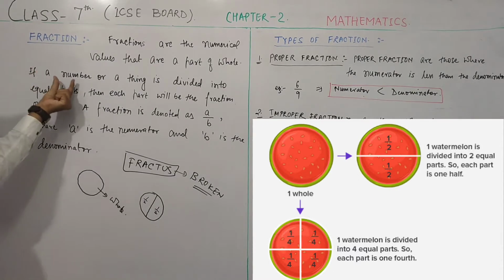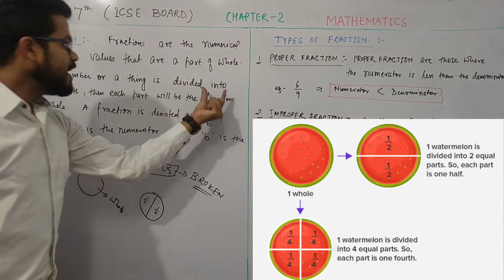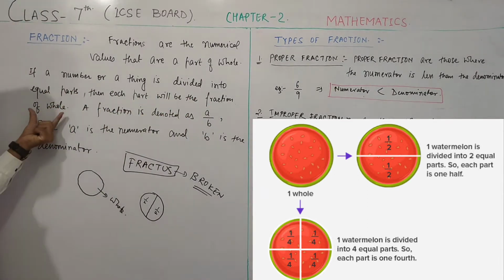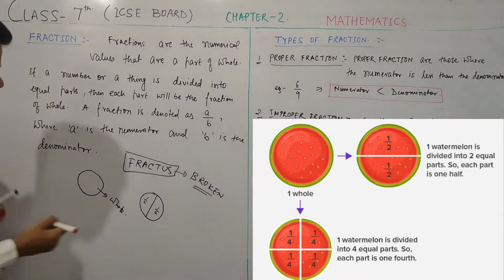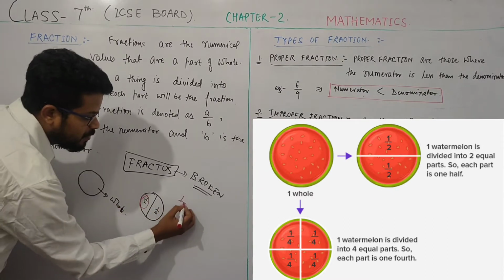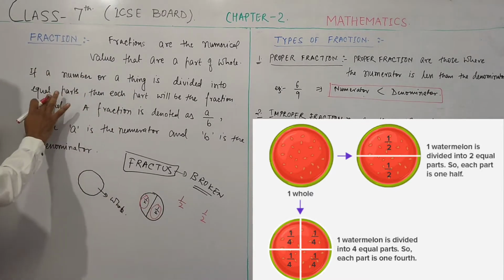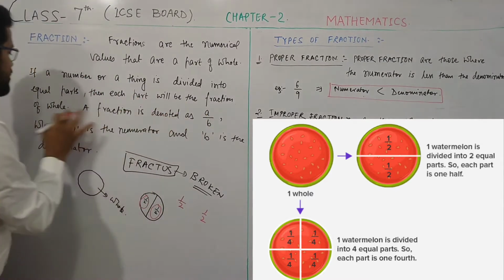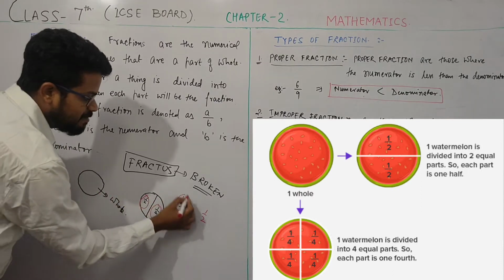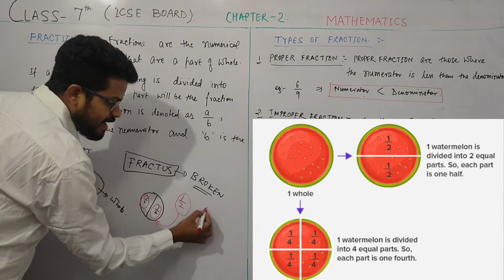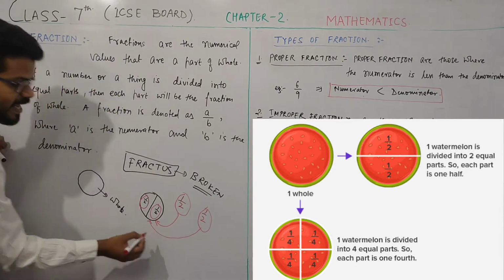If a number or a thing is divided into equal parts, then each part will be a fraction of the whole. So I can say this part is 1 by 2, the other part is 1 by 2, equal parts, and each part is a fraction of the whole. So this is a fraction of this whole cake.